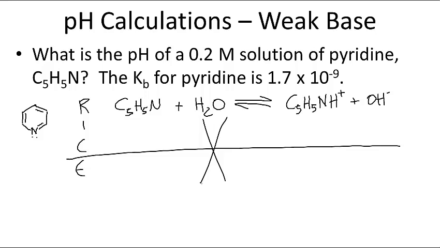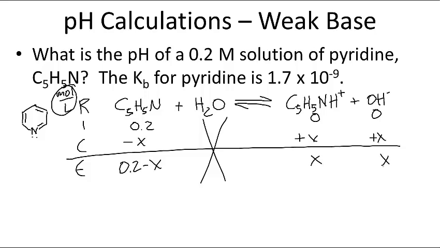Okay, help me fill in my chart. Initial: 0.2 moles per liter of pyridine. Initially, 0 of both of the products. How much does this reaction happen? X, so this will be minus X, plus X, plus X. All right, we have 0.2 minus X, X, and X.